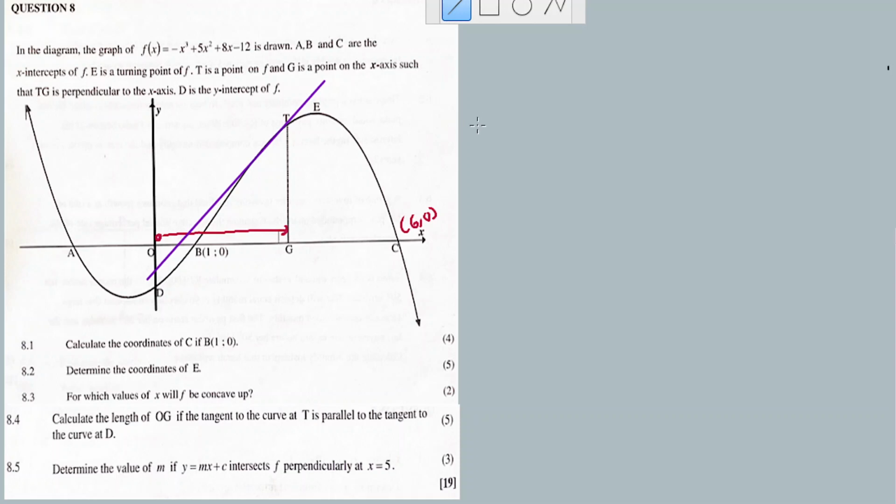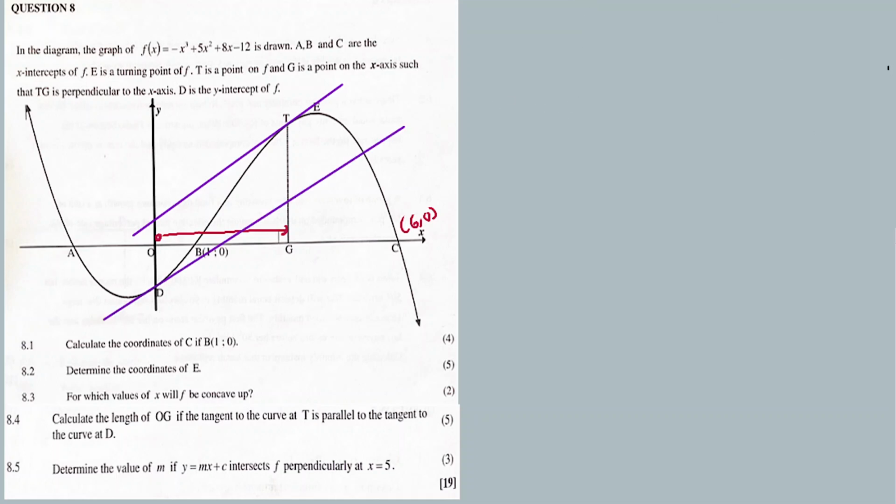Okay. So this is the tangent at T. Someone will say no, that's not a tangent. So I will try to draw it as accurately as possible. Here it is, it is now the tangent at T. Now, there's another tangent at D. Here is the tangent at D. Check this out now.